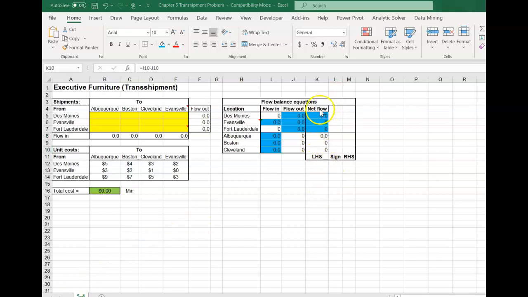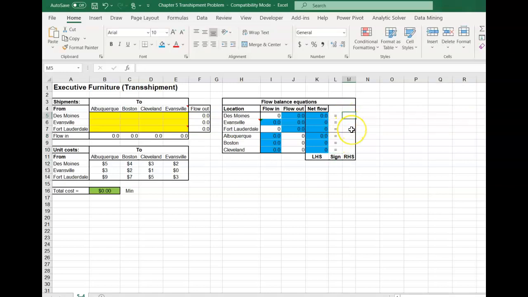So now I've populated the left-hand side for my constraint equations. In order to put them in Solver, I need to specify the sign and the right-hand side as well for each of these constraint equations. Oops, I forgot to highlight the net flow in blue because there is a formula in there. Now, because this is a pure balanced transportation model with a transshipment node in it, we can use the equal signs. If it was an unbalanced model, we would have just used inequalities depending on whether the supply is greater or the demand is greater.